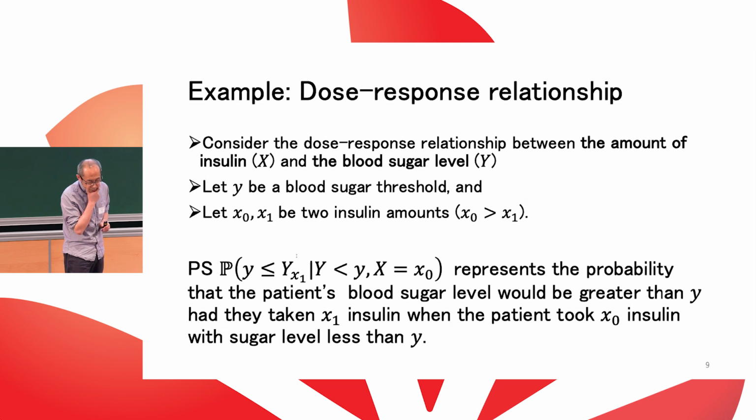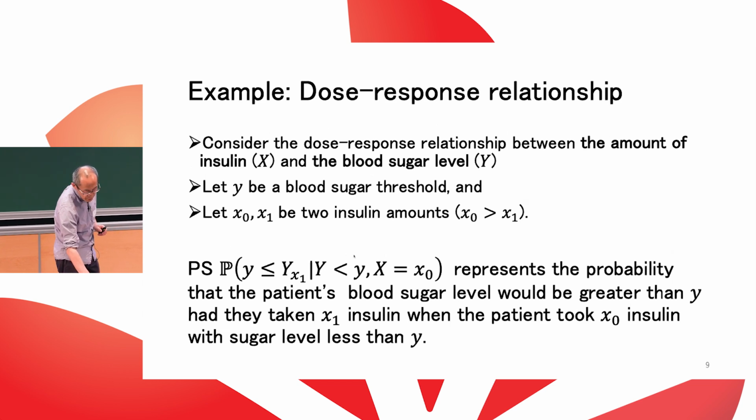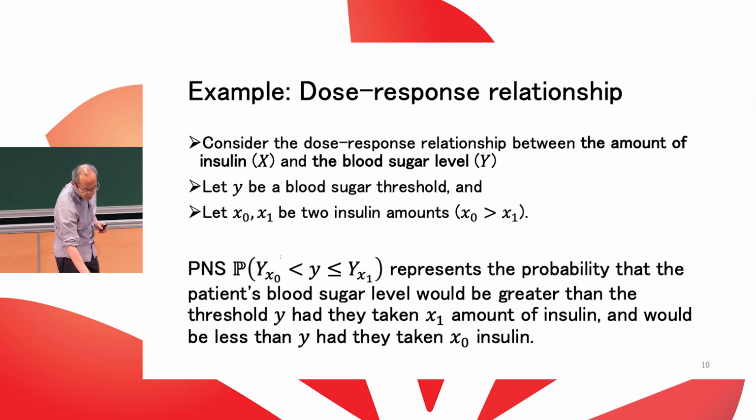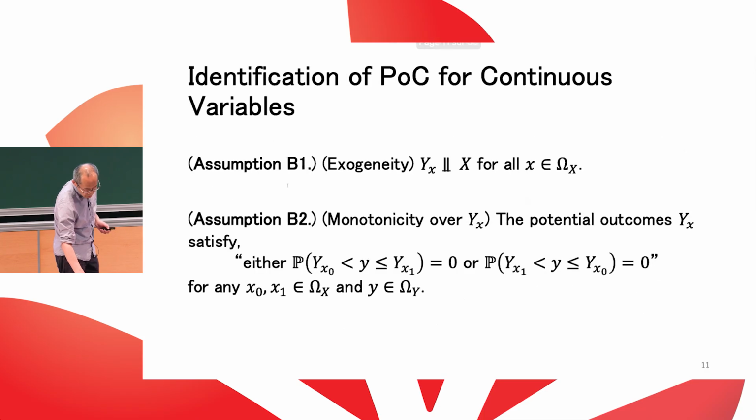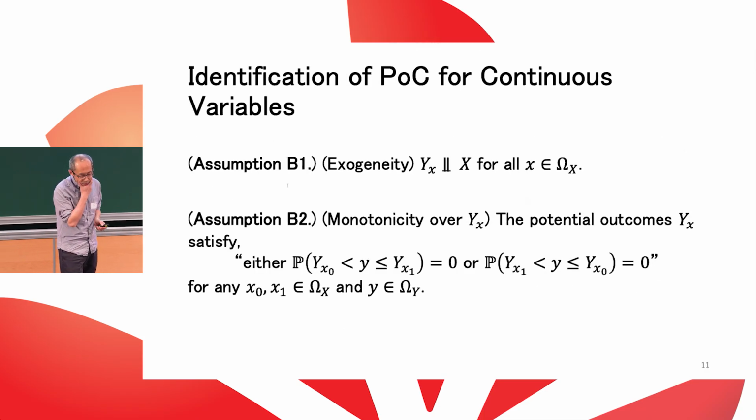Similarly, we can define the probability of sufficiency, and the probability of necessity and sufficiency of taking the amount x1 versus taking amount x0 in causing the event that the blood sugar level will reduce to less than the threshold y. So that's the definition of PNS for continuous variables.